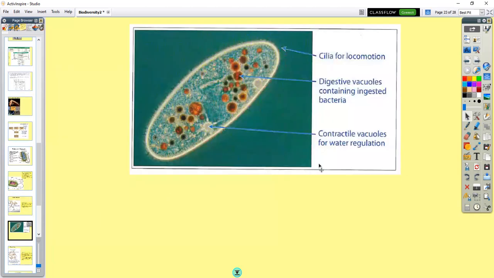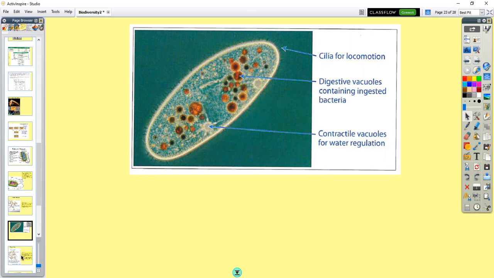There's an example there of a paramecium, which is a protoctistan, which is heterotrophic. So it has cilia, which allow it to move. It's got digestive vacuoles containing ingested bacteria, so it can take in those food substances and break them down. You can see there as well, it's got a contractile vacuole for water regulation, so it can get rid of water within its cell so that it doesn't burst or doesn't lyse.